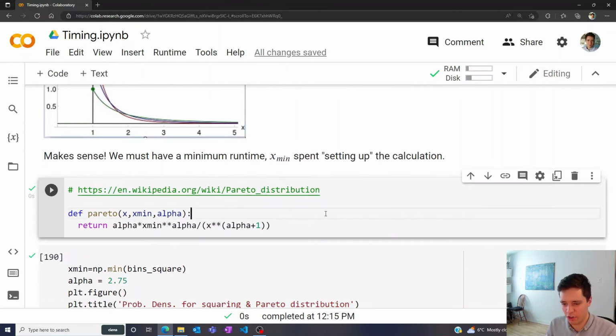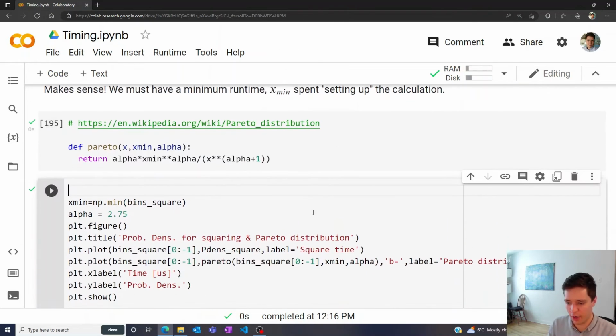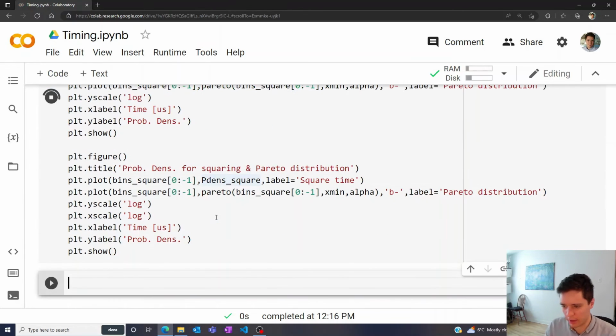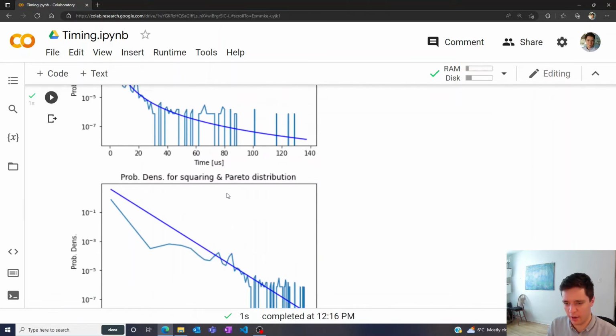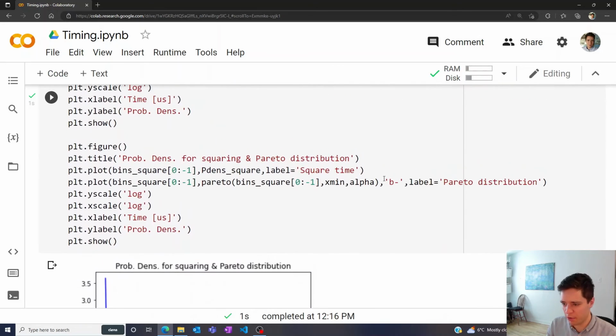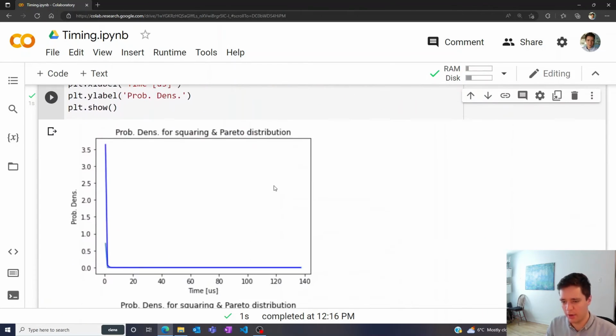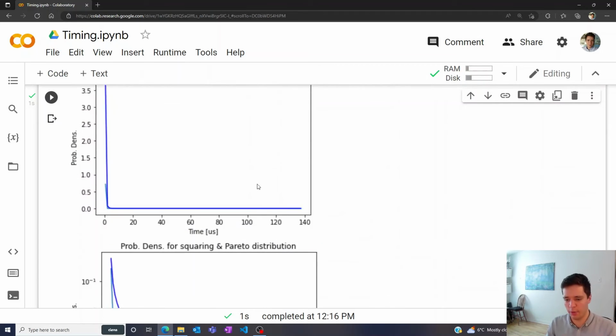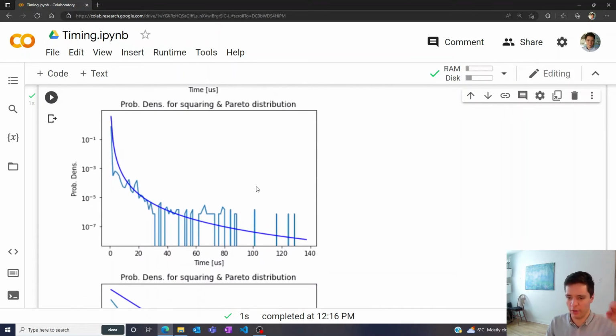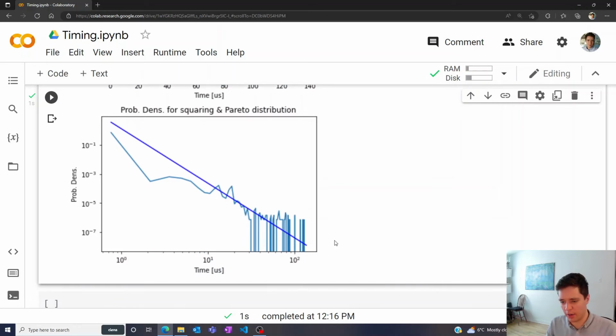We can check that it seems to follow it, because we can define the Pareto distribution here and then plot it alongside the data we got. I specified a value of 2.75 manually, and then we can plot the actual raw data along with this model for the linear scale, the log scale, and the double log plot right here. That seems pretty reasonable.